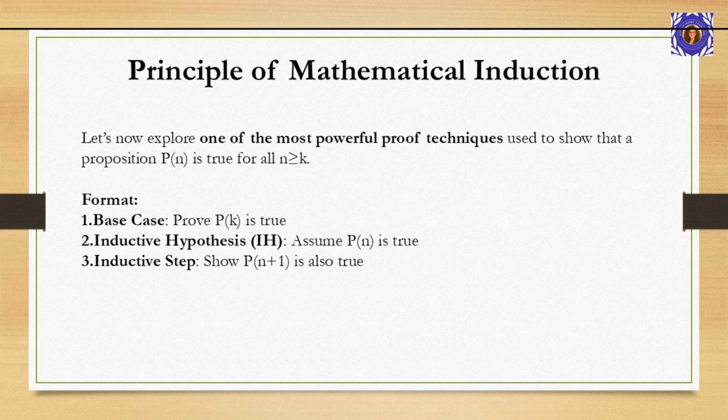The formal structure of mathematical induction has three components. The base case: prove that the statement P(k) is true for the initial value k. Inductive hypothesis: assume that P(n) is true for some arbitrary natural number n greater than or equal to k. Lastly, the inductive step: using the inductive hypothesis, prove that P(n+1) must also be true.